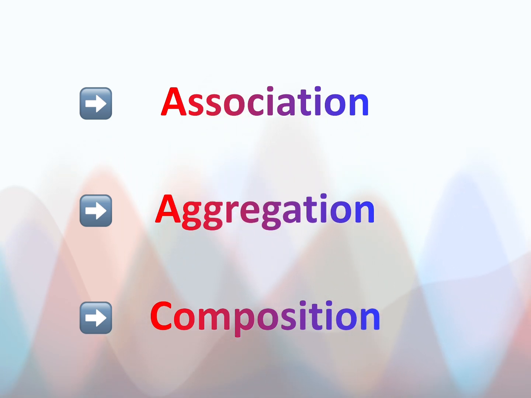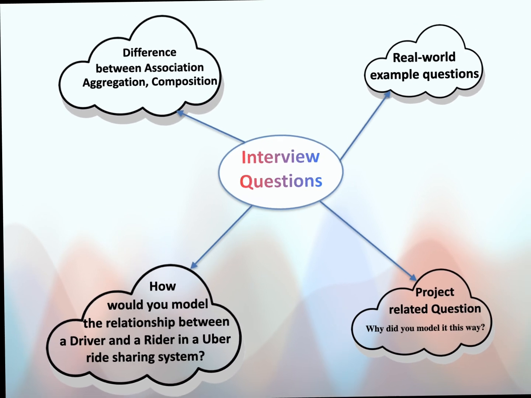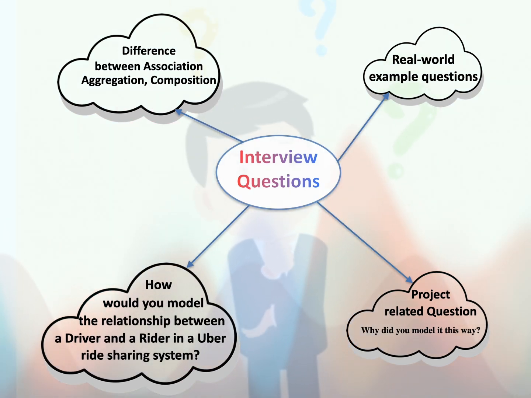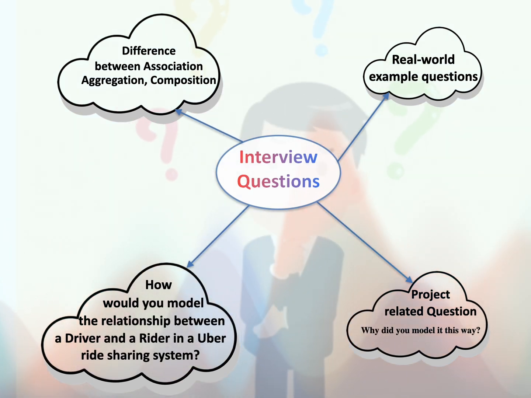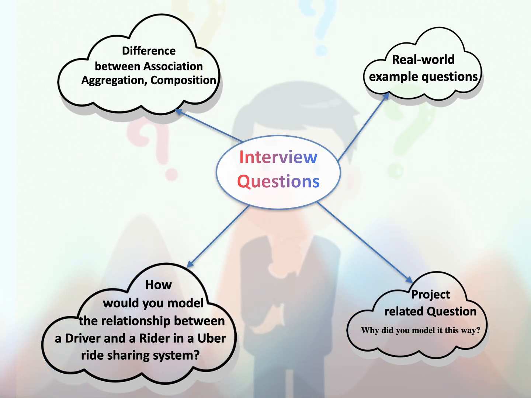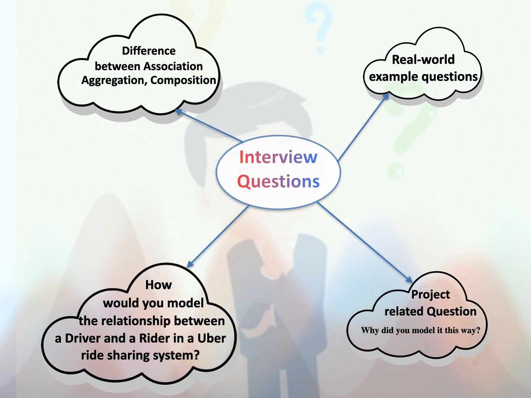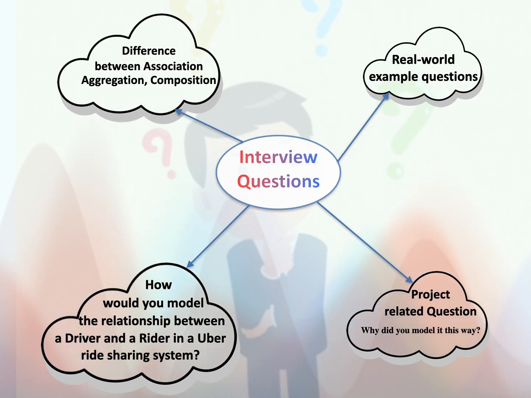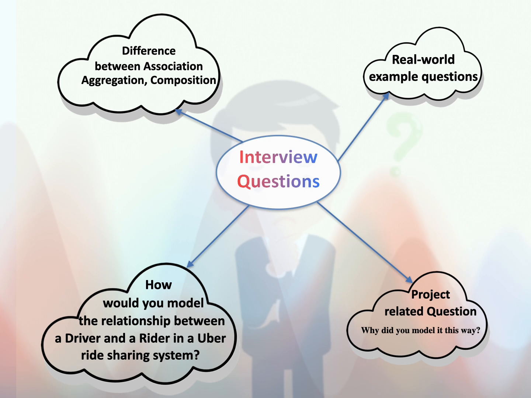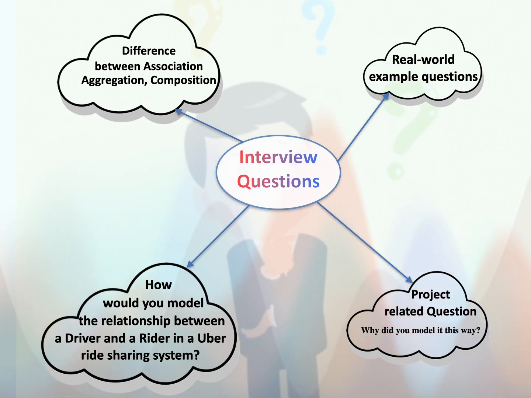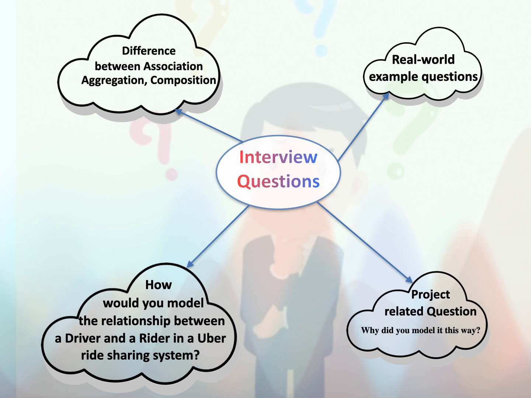These are a few common interview questions, because surprises are better at parties, not in interviews. They might ask the difference between association, aggregation, and composition. And some real life example questions also they might ask. Or maybe how would you model a relationship between a driver and a rider in an Uber ride sharing system? Another question may be related to your project, like why did you model it in this manner.